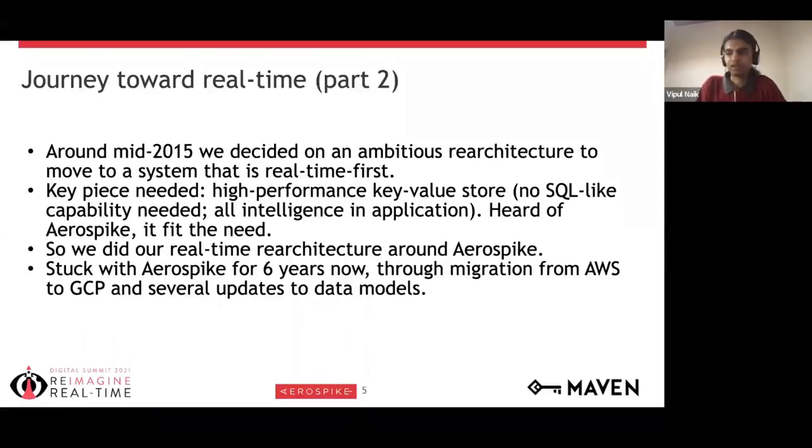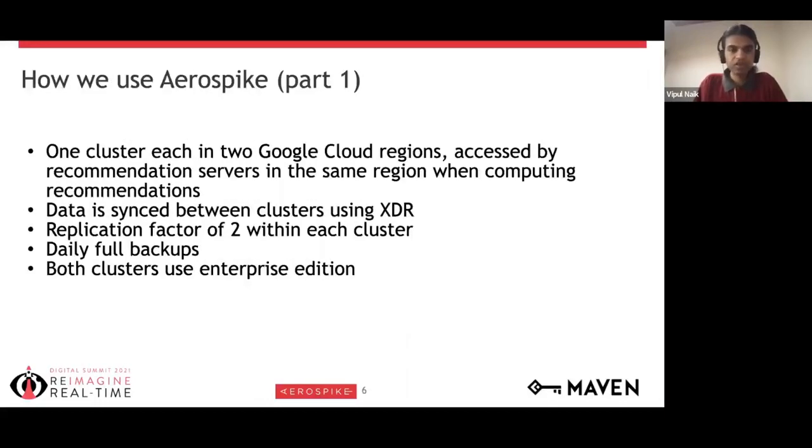And we stuck with Aerospike through a migration. We were initially on AWS, then we went to Google Cloud. We also made several updates to our data models, but throughout that, we've been able to make all those changes while sticking with Aerospike. So a bit more about how we use Aerospike.